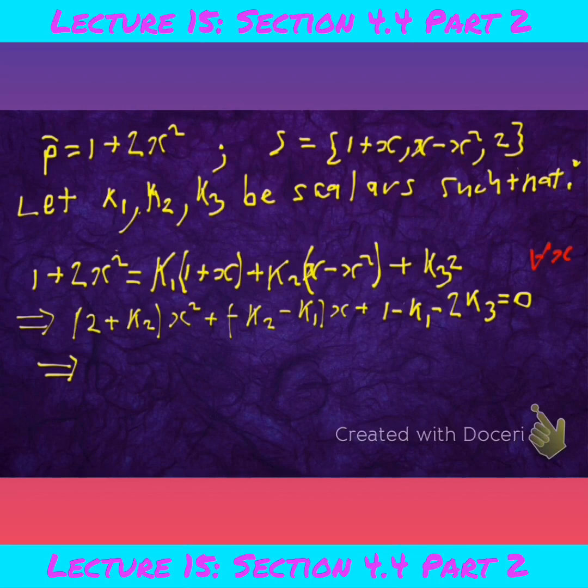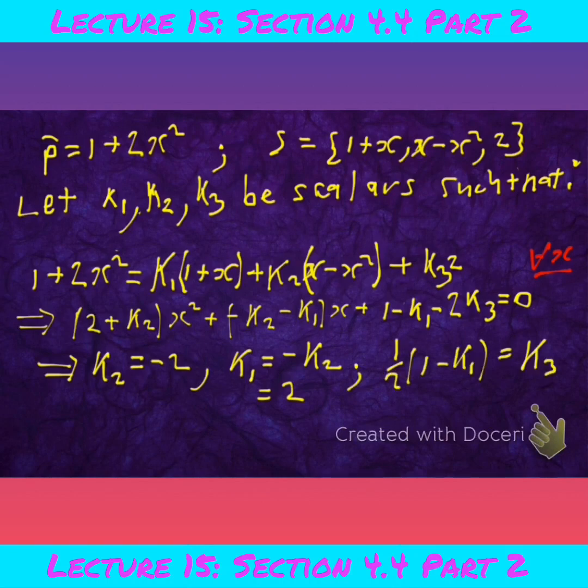and again by the same argument, because for all x's this has to be 0, that has to be 0, and that has to be 0. Okay. Alright, so we can solve for k2 as minus 2. We can solve k1 as minus k2, and plug the value for k2 in there and get k1 being equal to 2. And lastly, we can solve for k3 as a half times 1 minus k1, and plugging k1 in there we get a half times minus 1, and so k3 can be solved as minus a half.